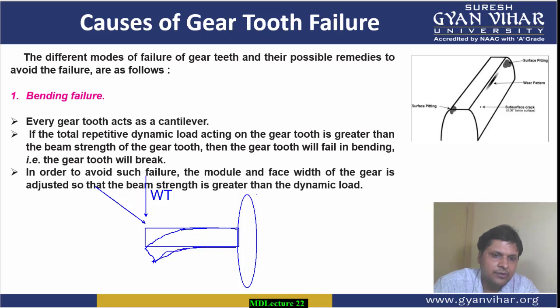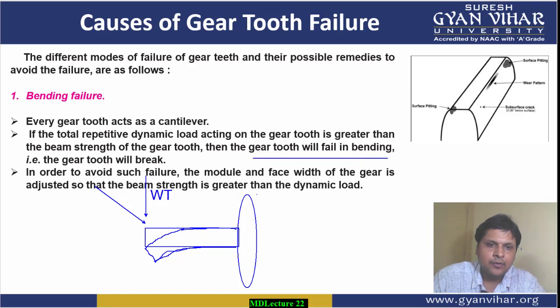This will cause the beam to bend in this way. All right, and a time will come when the tooth will be broken into two pieces. So this is the problem of bending. This is basically the problem of bending in the gear tooth, which will finally cause the gear tooth to break into two pieces. Now, how can we avoid this?